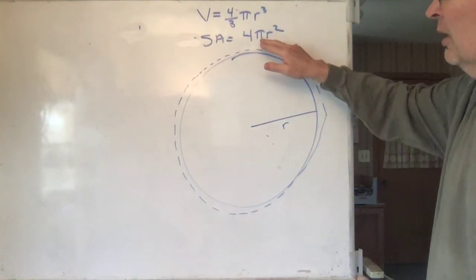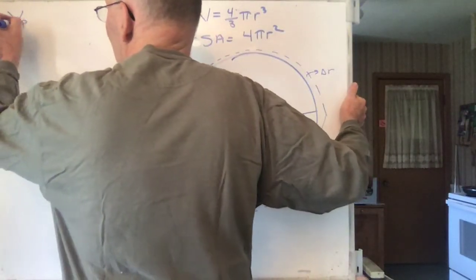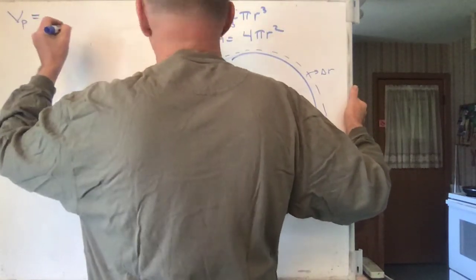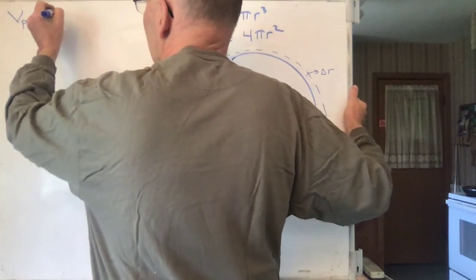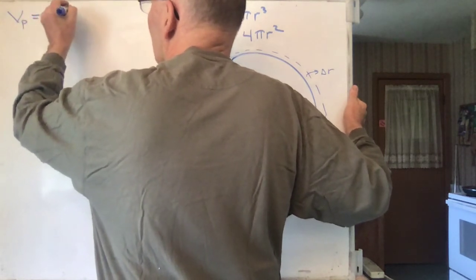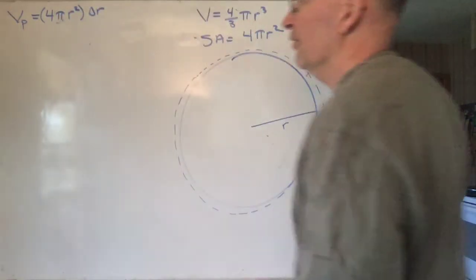So here we go. The volume of paint you'd need would be 4 pi r squared times delta r. There's the amount of paint you need.